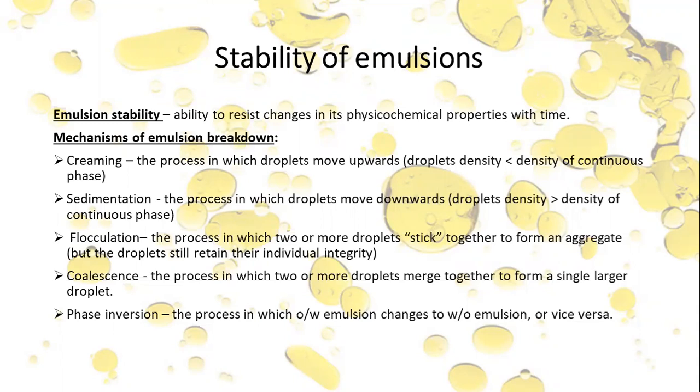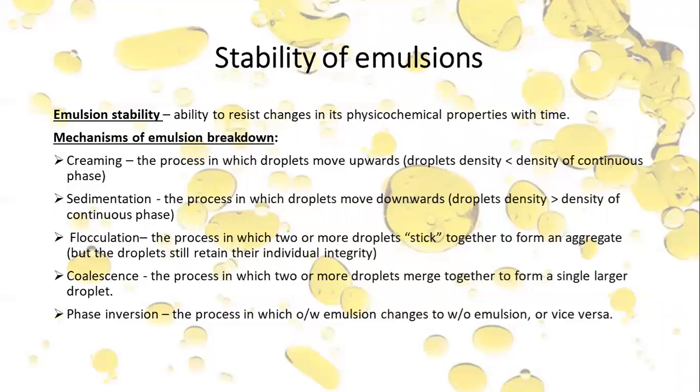Phase inversion is a process in which an oil in water emulsion changes to a water in oil type emulsion, or a water in oil type emulsion into an oil in water type emulsion. So this involves the change of emulsion type from O/W to W/O or vice versa. When we intend to prepare one type of emulsion, say oil in water, and the final emulsion turns out to be W/O, that means water in oil, it can be termed as a sign of instability.